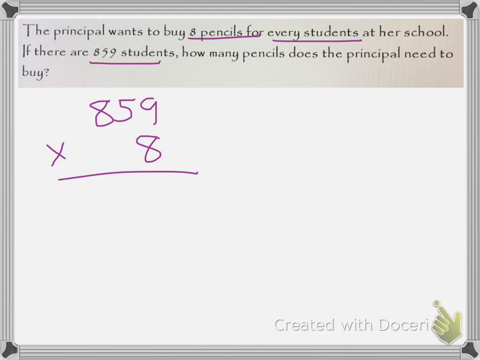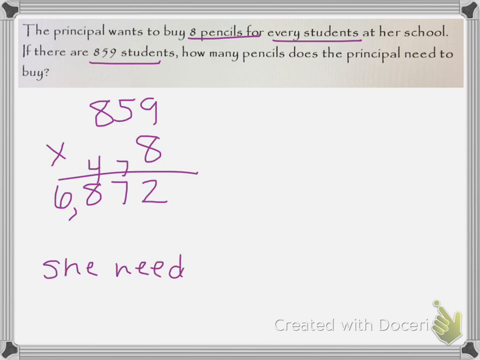All right, some larger fast facts here. So 8 times 9 gets me 72. I record the 2, I rename the 7. 8 times 5 gets me 40. 40 plus 7 gets me 47. Rename the 4 out to the hundreds. 8 times 8 gets me 64. 64 plus 4 gets me 68. Lots of pencils. 6,872 pencils.